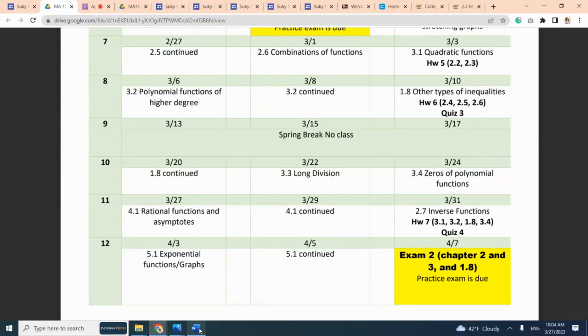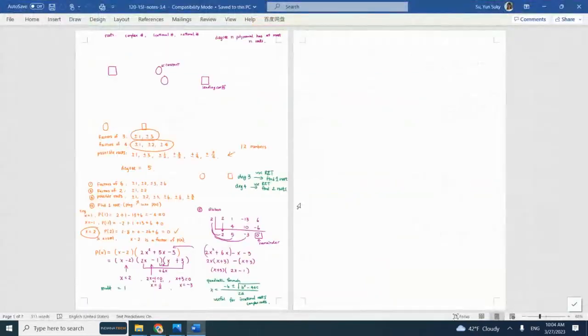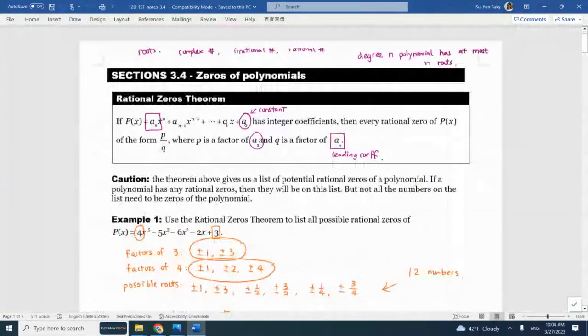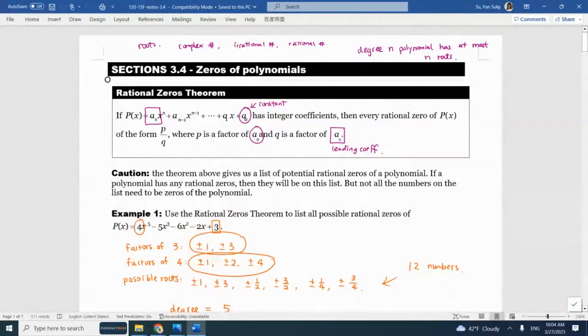Okay, so let's see. Last time we talked about the rational zero theorem. It says that if we have a polynomial of degree n, and if the polynomial has rational roots, then the rational roots must be in the form of p over q, where p is the integer factors of the constant term, and q is the integer factors of the leading coefficient.